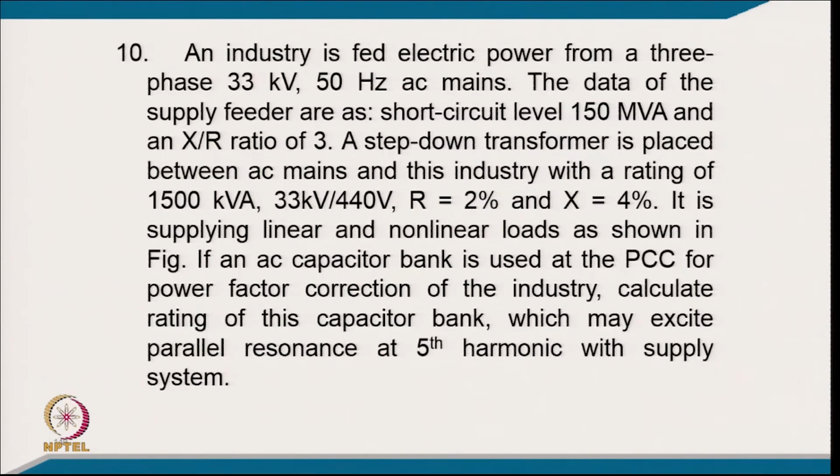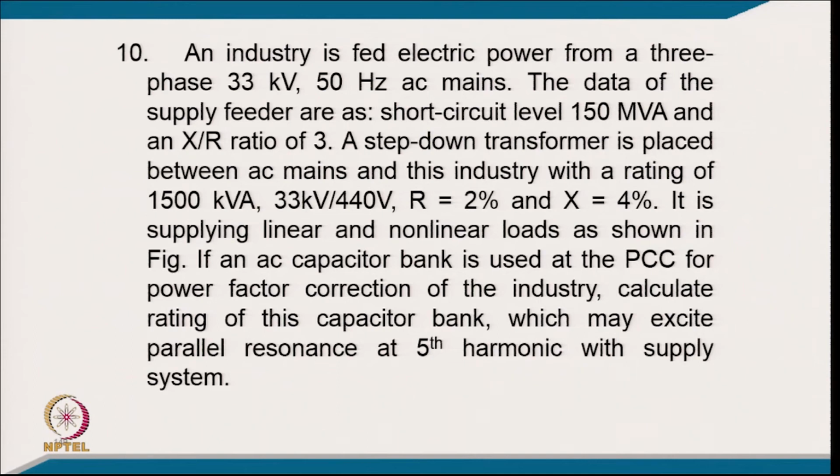Coming to the 10th problem, as an example: an industry is fed electric power from a 3-phase 33 kV 50 hertz AC mains. The data of the supply feeder are: short circuit level 150 MVA and X upon R ratio is 3, and a step down transformer is placed between the AC mains and the industry with a rating of 15 kVA, 33 kV by 440 volt, with resistance of 2% and reactance of 4%. It is supplying the linear and non-linear load as shown in the figure below.